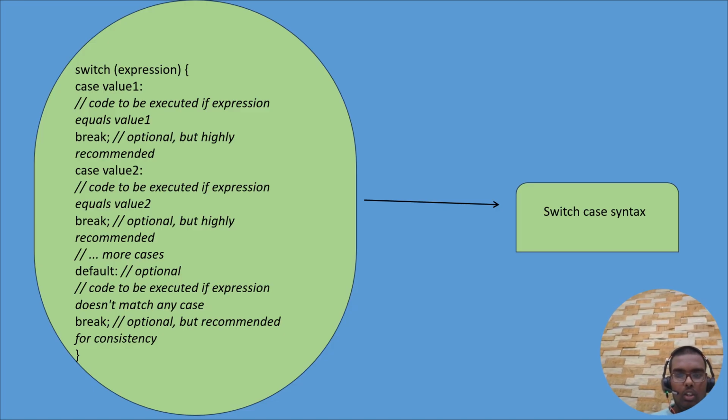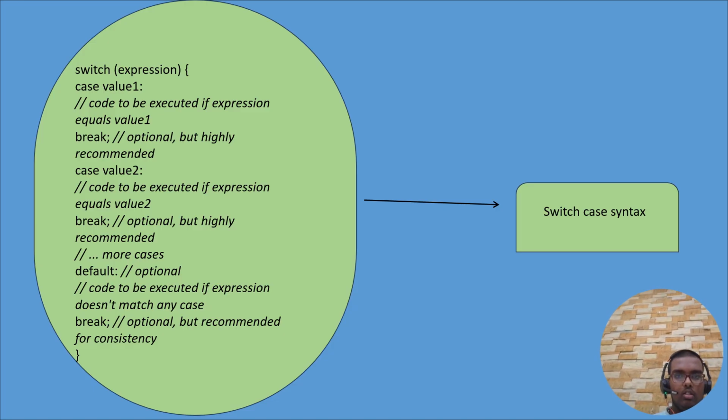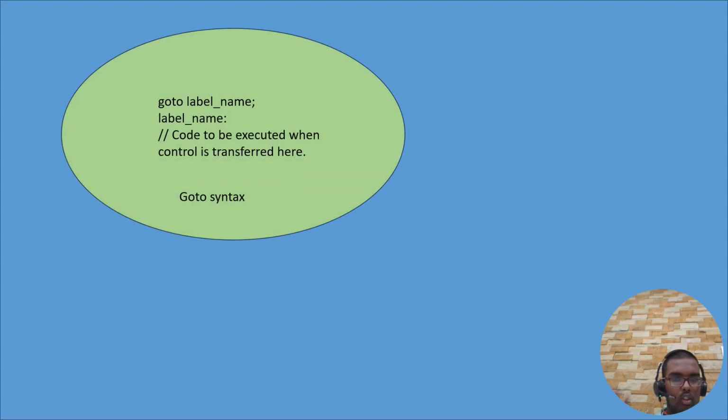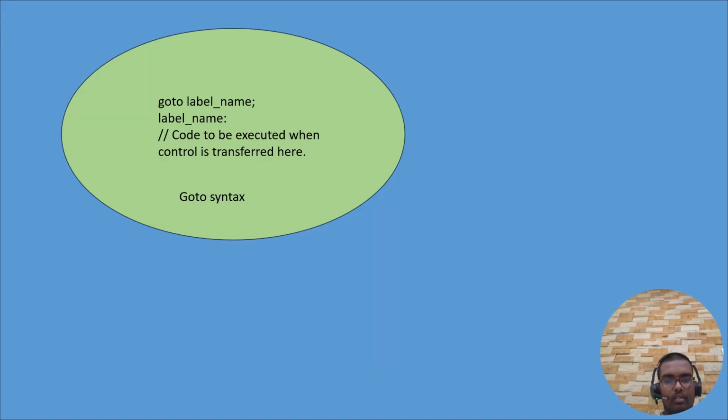Now let's go to the goto syntax, which is the only unconditional branching statement. Goto uses the label name and directly jumps to the goto label. Goto is always followed by its label name, whereas this label can be placed anywhere in the program, but only in the same function.